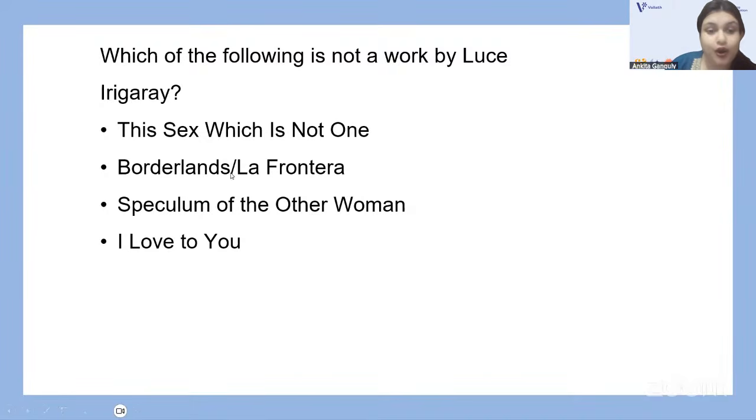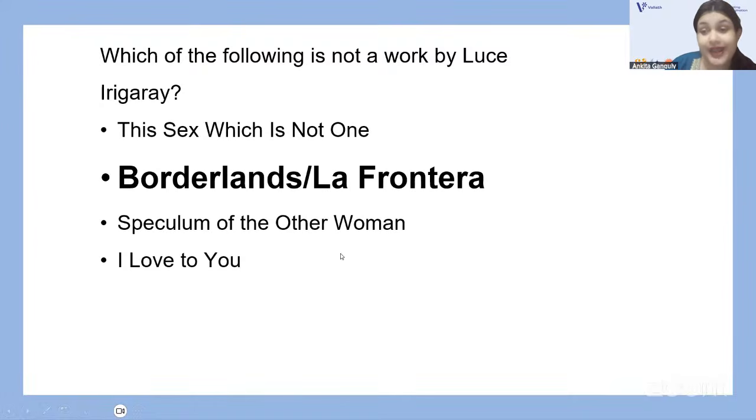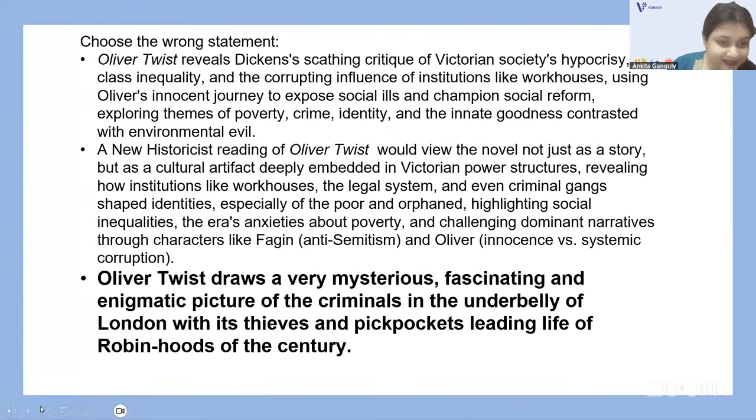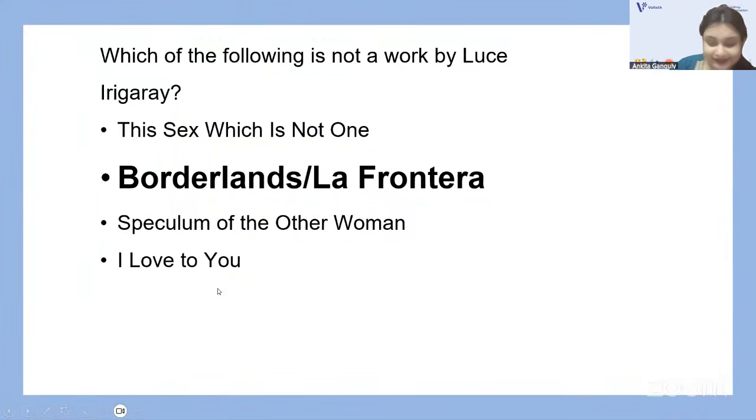Borderlands La Frontera is not by Luce Irigaray. It is by Gloria Anzaldua. Borderlands La Frontera: The New Mestiza is a semi-autobiographical work by Gloria Anzaldua.